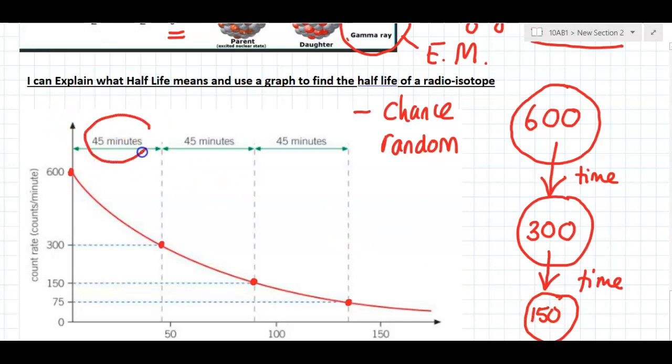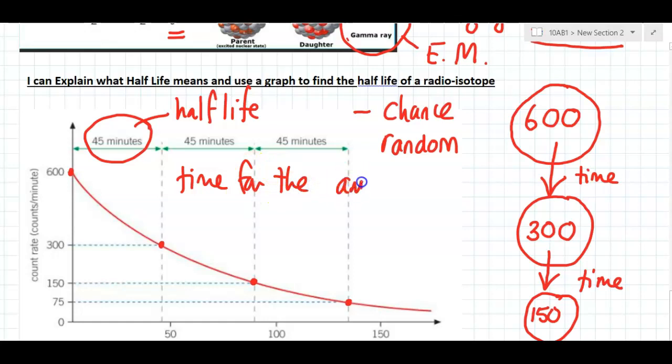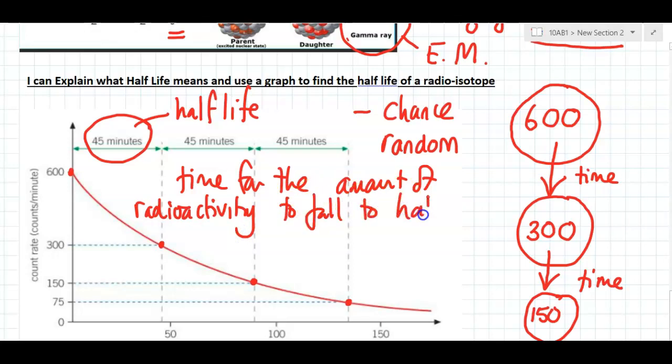Okay, this amount of time is called the half-life. What is it? The time for the amount of radioactivity to fall to half its original value. Now that time could be in milliseconds, or it could be in billions of years, and anything in between. So the half-life of a radioisotope will be the amount of time it takes for the amount of that radioactive isotope to randomly become half of what it started as.